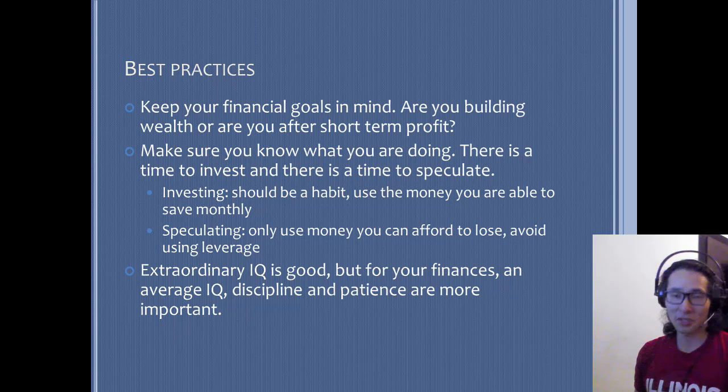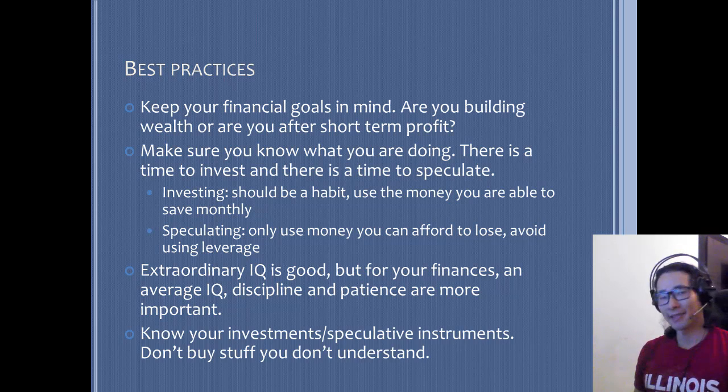Extraordinary IQ is good. Everyone wants to be intelligent. But for your finances, an average IQ, discipline and patience are more important. When we talk about investing and building wealth, it doesn't matter if you are the smartest person in the room. Actually, being too smart may even hinder your investing capabilities because you keep second guessing yourself all the time. Of course, you need to read and research the assets you're going to buy. But the emotional factor that comes from discipline for following your objectives and your investment plan, and also patience to wait for the right time to buy your investments, are very important for successful investing and building wealth over time.